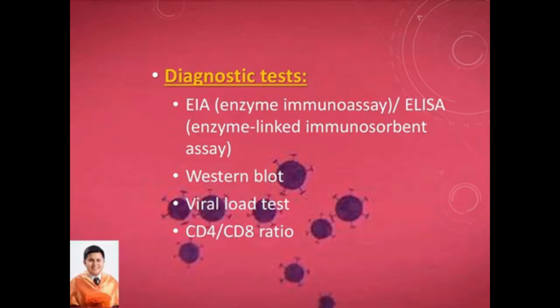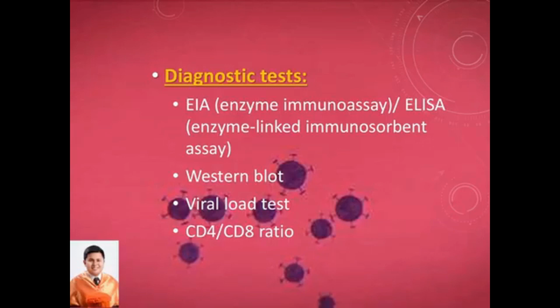Second is through a Western blot exam. The Western blot exam separates the blood proteins and detects the specific proteins called HIV antibodies that indicate an HIV infection. The Western blot exam is used to confirm a positive ELISA, and the combined tests are 99.9% accurate.